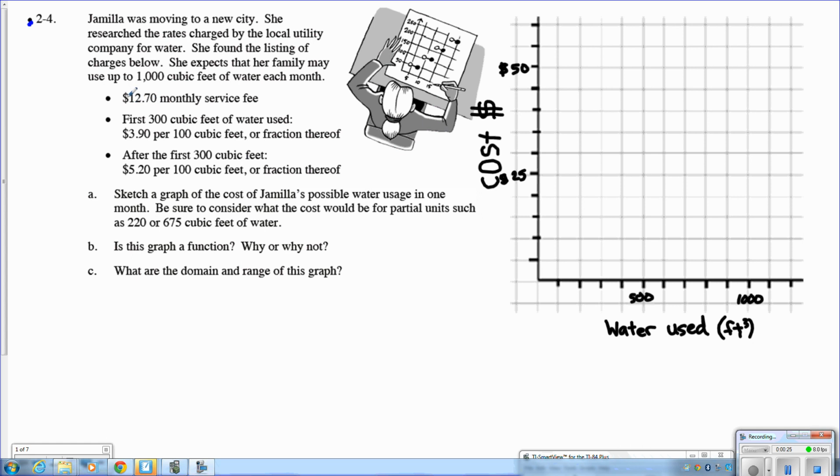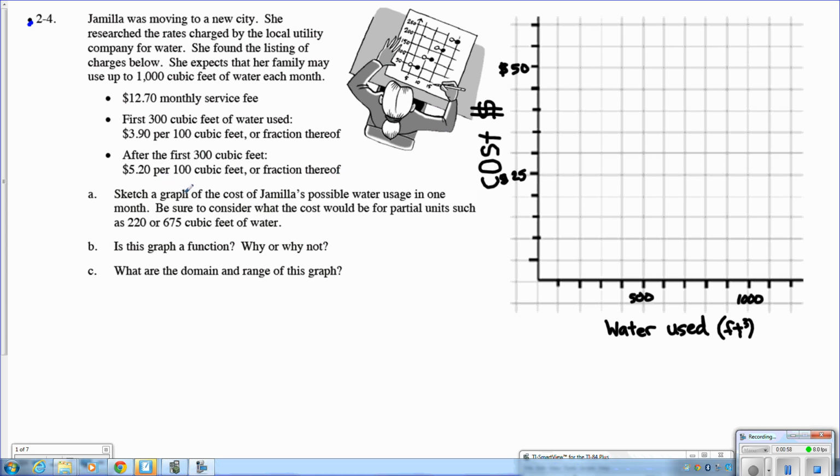So these are the charges that you could have. This would be $12.70 is the monthly service fee. For the first 300 cubic feet of water used, it's going to be $3.90 per 100 cubic feet, or fraction thereof. After the first 300 cubic feet, you're going to pay $5.20 per 100 cubic feet, or fraction thereof.